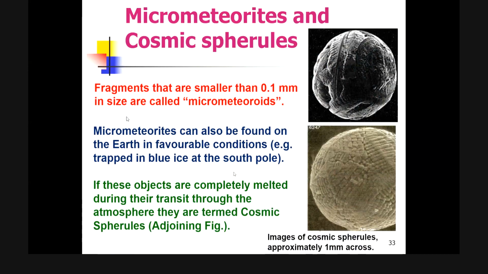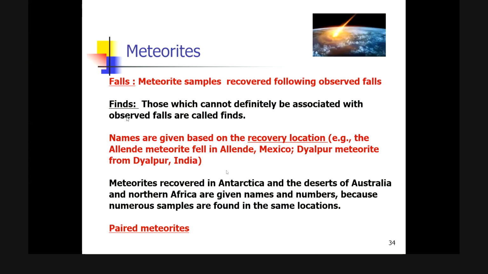And we had also learned about cosmic spherules and micrometeorites, by virtue of their very small sizes, a few hundreds of microns. Some of these, when they enter the Earth's atmosphere, get completely molten because of the frictional heating, and then they quench or solidify very quickly as the temperature decreases. So they form these beautiful cosmic spherules, right?